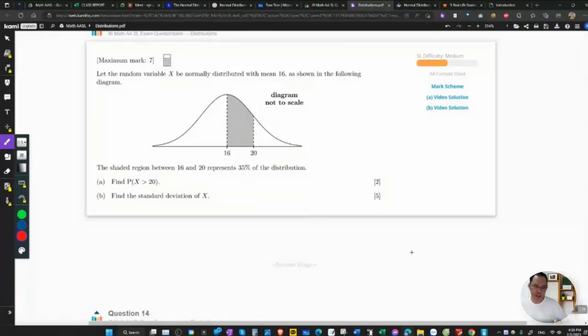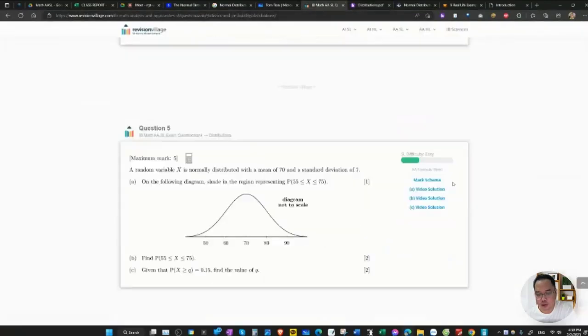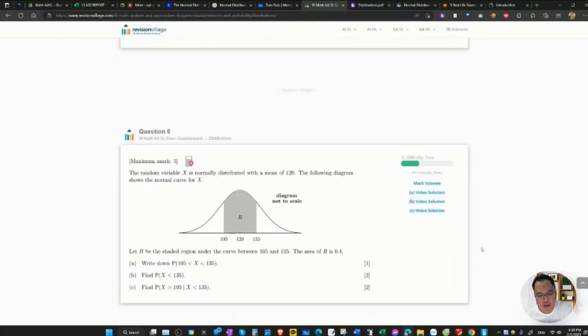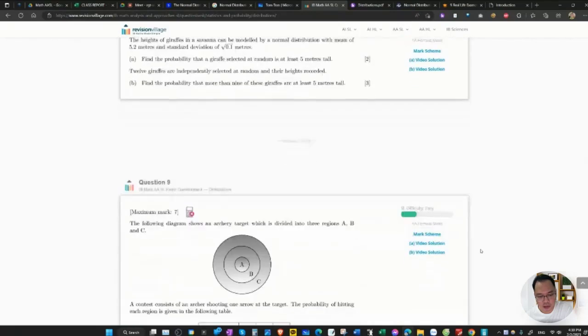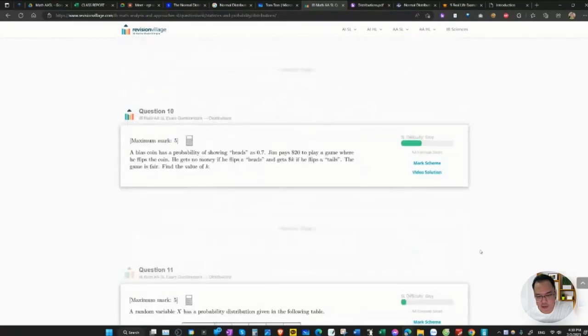Between 16 and 20, I wonder if that range includes the value 20 or excludes it. Between, I think it excludes the value 20. Exclude, yeah, 20. Check the mark scheme. I think it's simply just subtract 50% by that 35%. The answer is 15%.